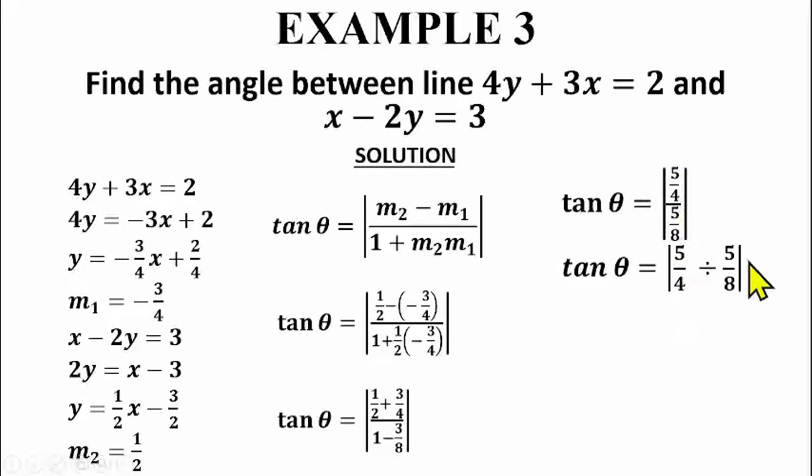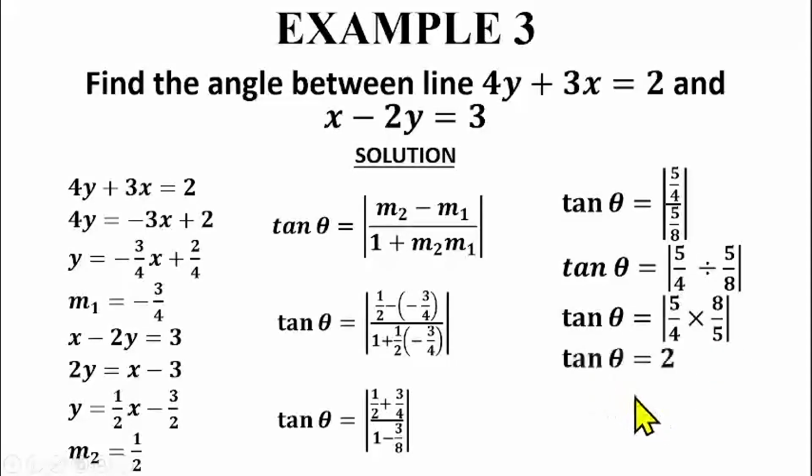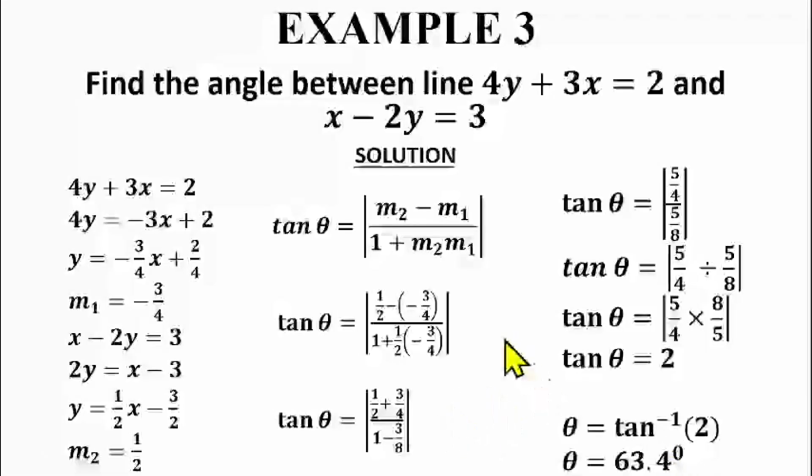This division sign can be written as a division like this, 5 over 8, which you cannot change this division to times. So that will give us tan theta is equal to 5 over 4 times 8 over 5, by inverting this to change this one to times. Then from there, 5 will take care of 5, 4 can go in 8, that will give us 2. So tan theta is going to be 2. Then to find theta here, you need to find the tan inverse of 2. Theta is going to be tan inverse of 2. Theta will be 63.4 degrees as the angle between this line and this line.